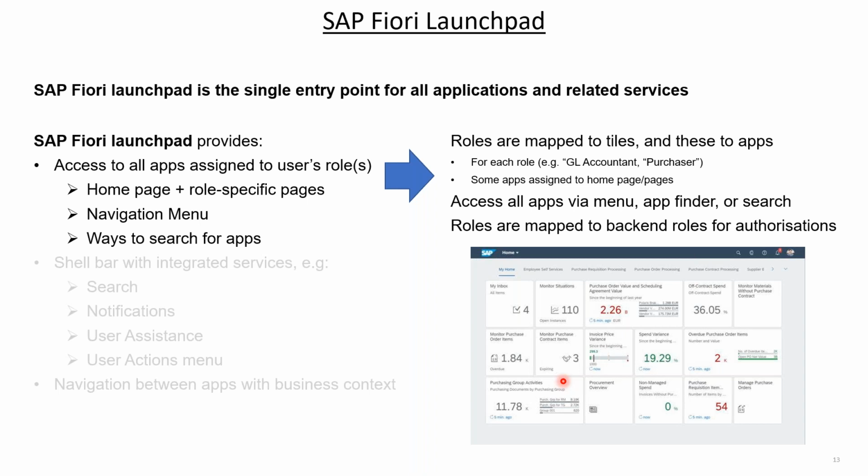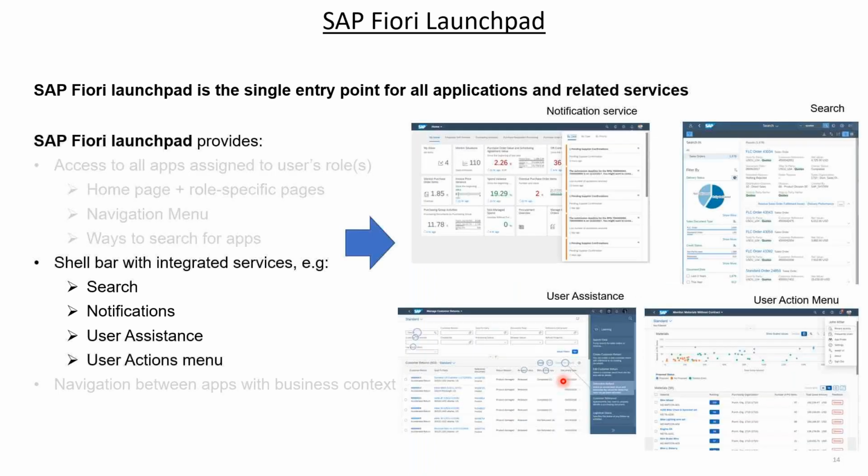For example, if there is a month end closure or a year end closing app, you don't want the user to see it every day. He is going to use it once in a month or once in a year, right? There is no point of having that tile or app on the launchpad. We can hide it. It doesn't mean that we are removing the access. The access will be there, but we don't have to see that on the launchpad. All these possibilities are available on the Fiori launchpad.